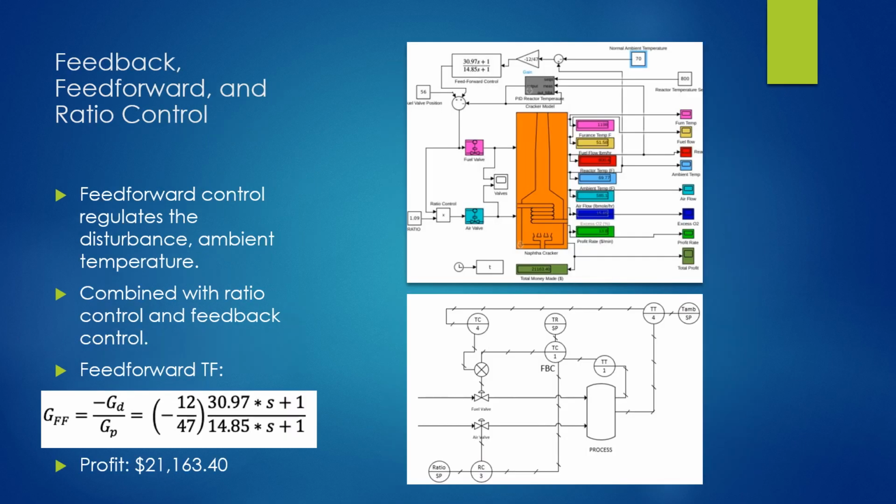To try to maximize profit, in addition to the feedback and ratio controllers, a feed-forward controller was implemented to try to regulate the ambient temperature, which is considered a disturbance variable. This combination then was tested to see if the profit would increase and if the disturbance variable would also be regulated.